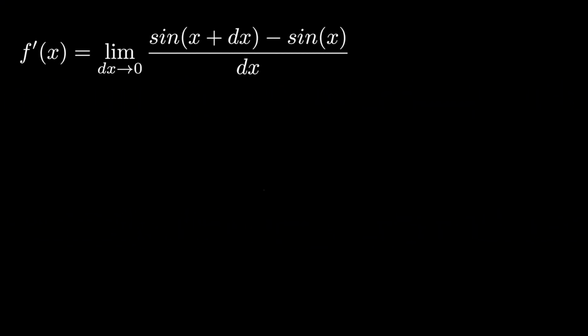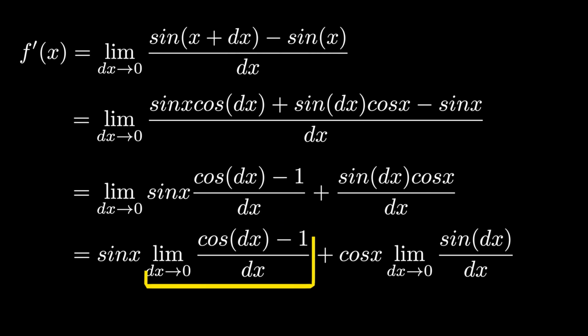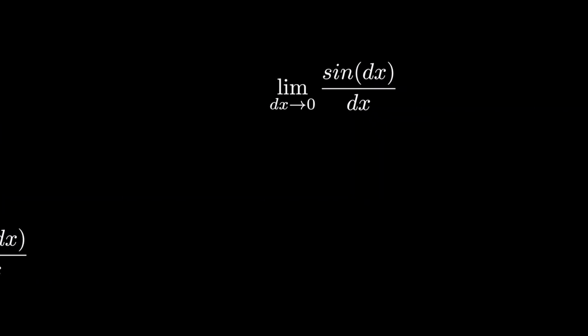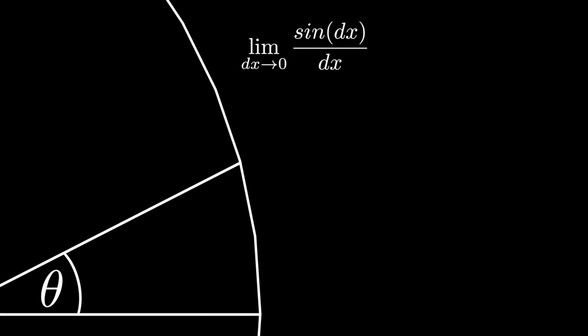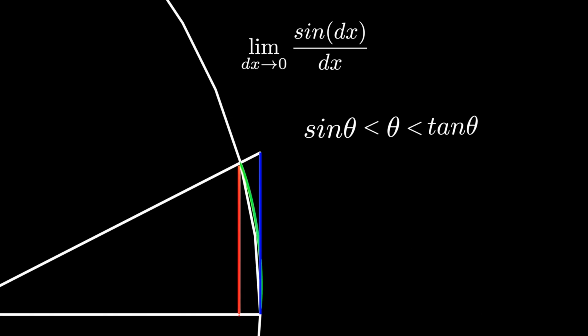Alright, now let us simplify this expression for the derivative of sine of x using the formula we just derived. Factor out a sine of x, and then we get this expression with two limits we have to find. Let's solve this limit involving sine first using the squeeze theorem. For an arc of the unit circle of angle theta, the sine of theta is less than the arc, theta, which is less than the tangent of theta.